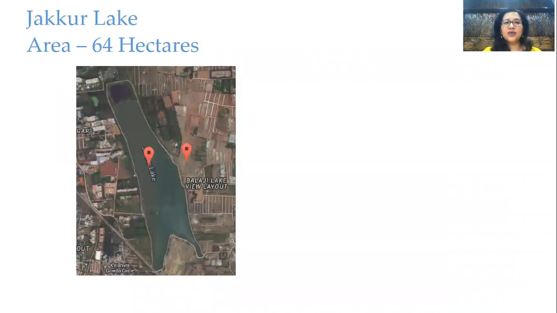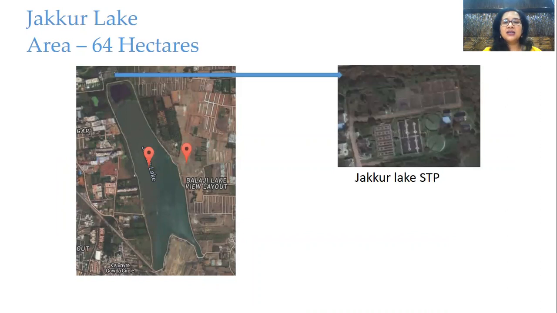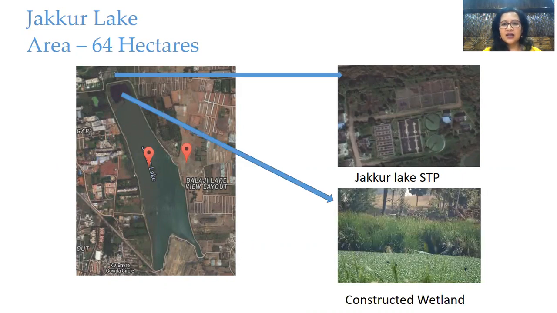Now, this is Jakkur Lake. Its area is 64 hectares, and it has interventions: a sewage treatment plant to ensure that treated effluent enters the lake, and constructed wetlands to ensure that nutrients are scrubbed and removed before water enters the lake. We collected water samples at the inflow, outflow, and at the center of the lake to understand the dynamics, the changes in the water quality with respect to the inflow water quality.